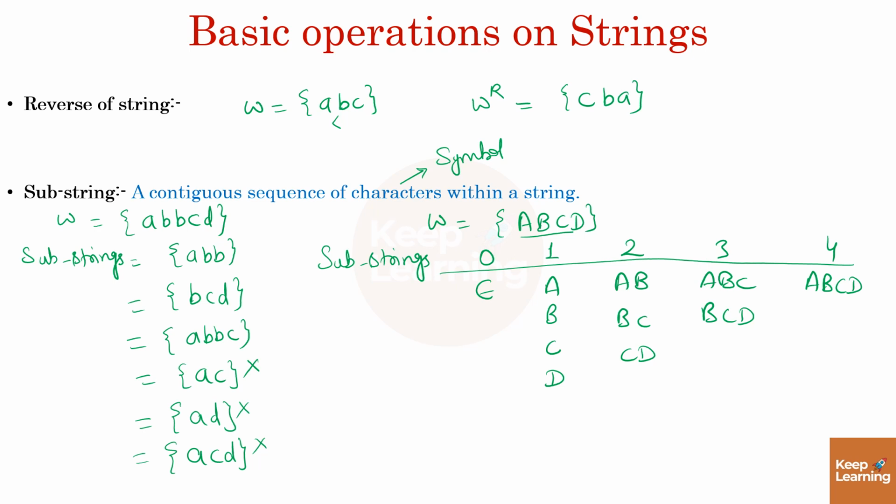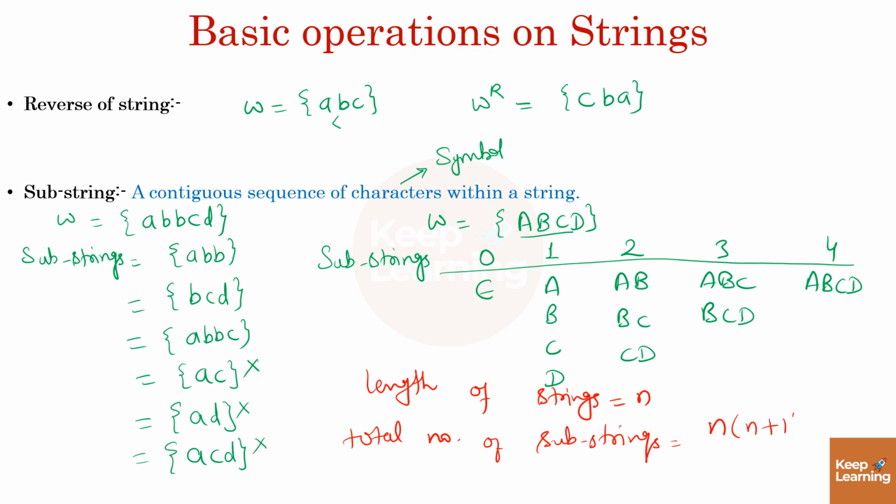ABCD. So if the length of the string given to you is n, then the total number of substrings क्या होंगे? n(n+1)/2 plus 1. So इसकी लेंथ क्या है? 4. अब चेक करते हैं कितनी सबस्ट्रिंग्स जनरेट हुई है. 1 2 3 4 5 6 7 8 9 10 and 11. So इसकी टोटल नंबर ऑफ सबस्ट्रिंग्स है 11. चेक करते हैं फॉर्मूला में पुट करने के बाद. So it will be 4 times 5 divided by 2 plus 1, which is equal to 11.